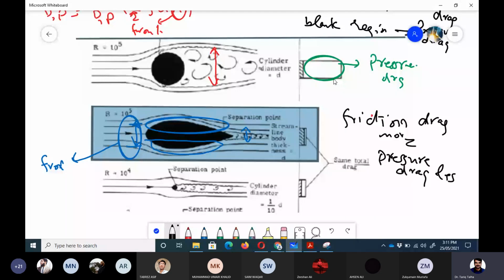So it means that 90% of the drag was due to pressure drag. We have decreased it by making the body streamlined, and in the process we have increased the friction drag a little bit. But that doesn't count for much. So that's why the total drag is reduced maybe 5 times or maybe 10 times as compared to the semi-blunt body like a cylinder or sphere.